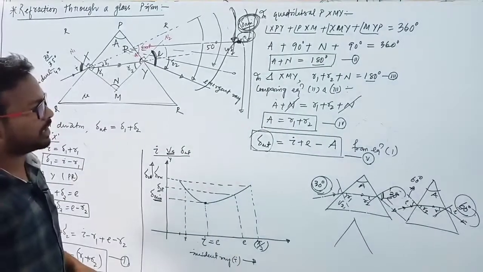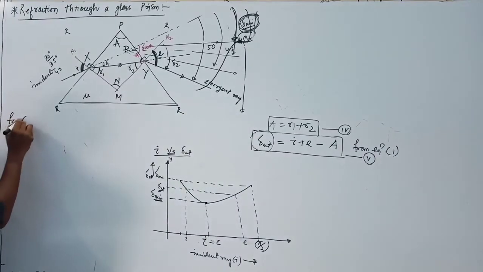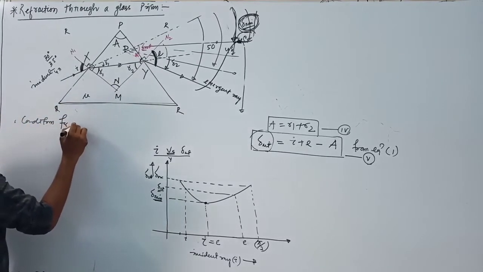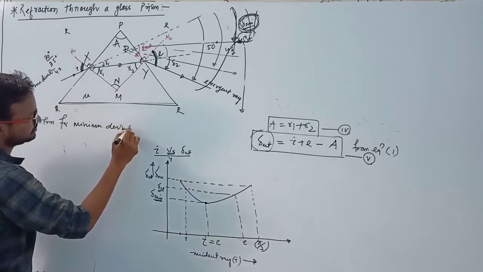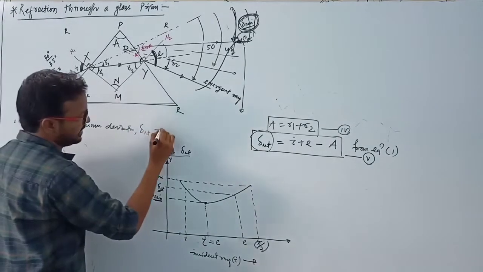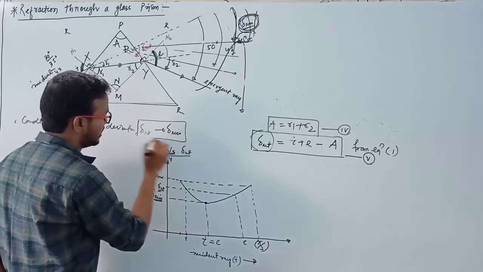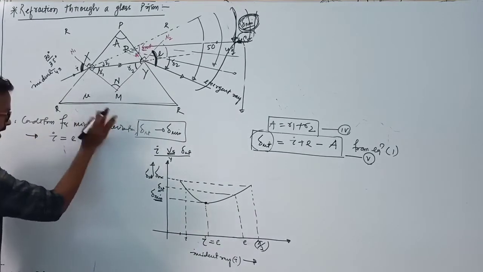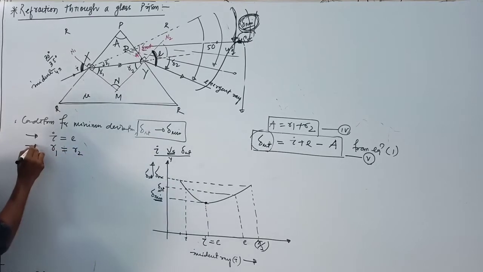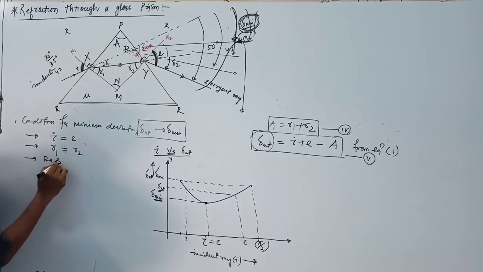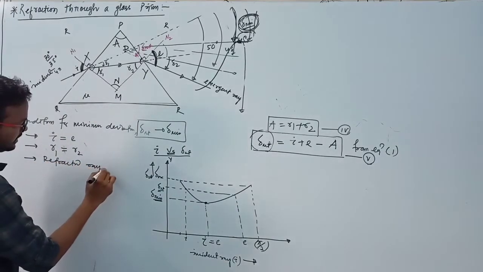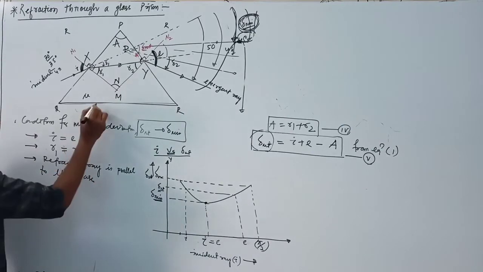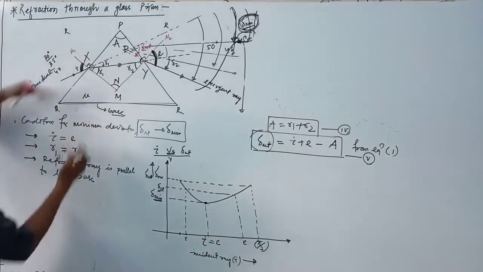So, what is the condition for minimum deviation? Here delta net will be delta minimum. Clear? What is the condition? At that time, angle of incident is equal to angle of emergent, this is the first condition. And what is the second condition? R1 equals R2, this is an important condition. And the third condition, the refracted ray is parallel to the base. This is the base. Clear? So the refracted ray is parallel to the base.